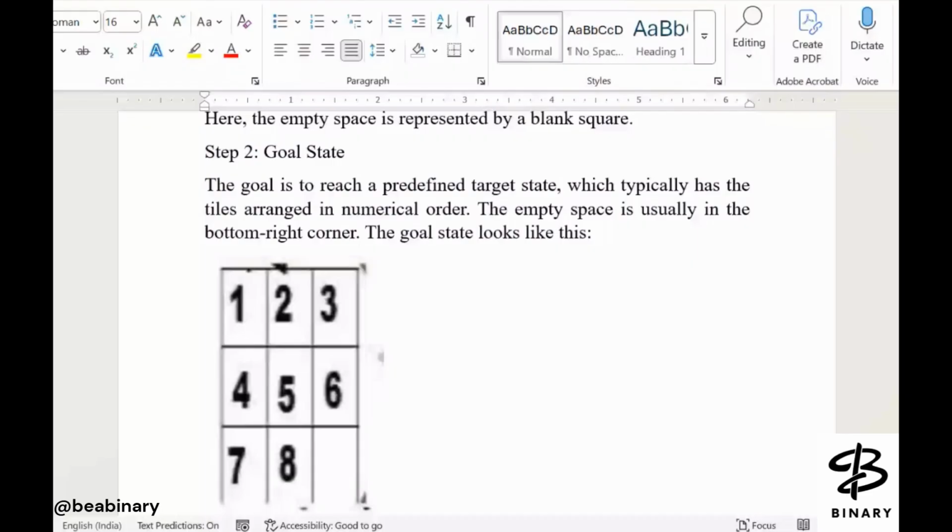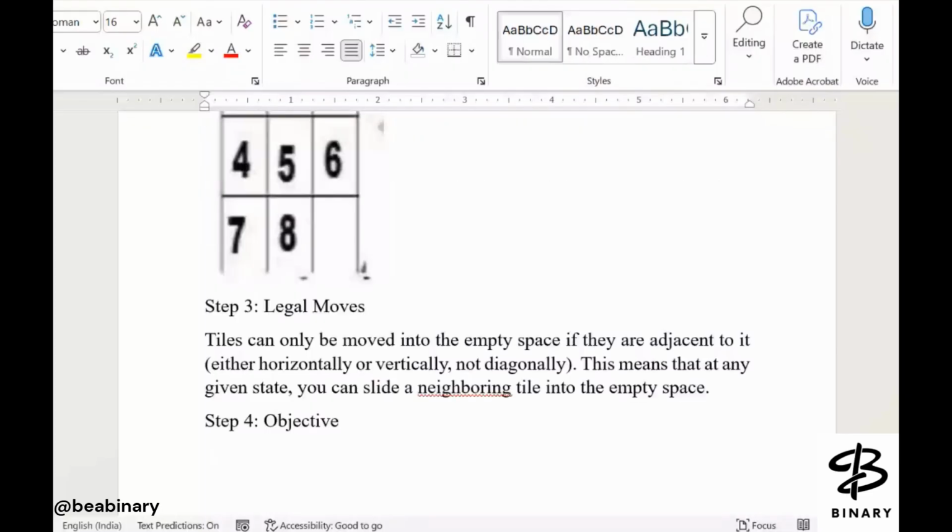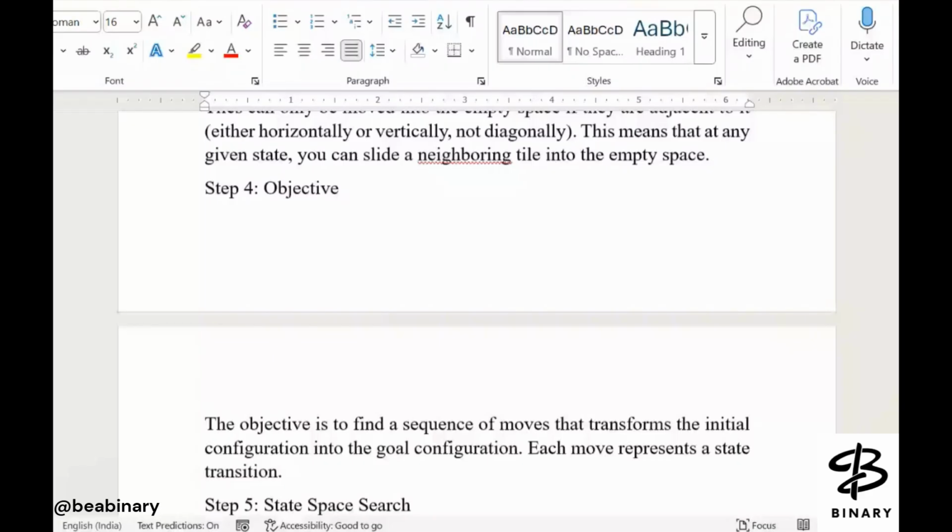Then you understand the various legal moves. Tile moved into an empty space. You understood about the conditions or the rules if they are adjacent to it, either horizontally or vertically, not diagonally. This means that any given state you can slide a neighboring tile into an empty space. Then the objective. What is your objective here?